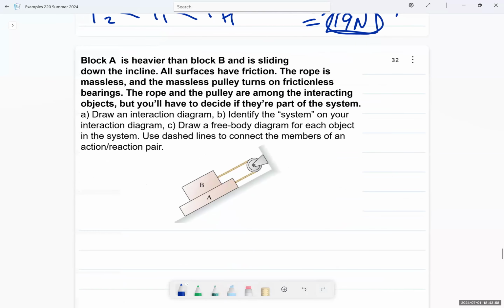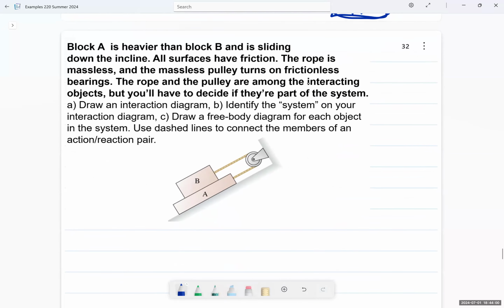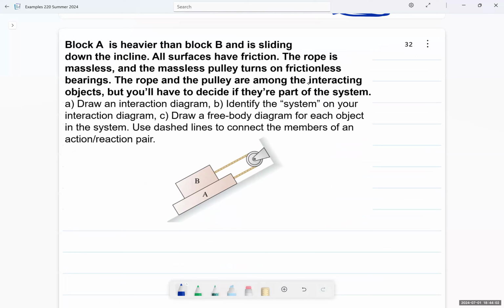All right, so here's another one. This one is a little more complicated because we have two blocks. It's an incline and there's a pulley and so on and so forth. So we're going to be seeing plenty of problems like this in this chapter. All right, so you have two blocks, A and B, and we are told that A is heavier than B and is sliding down.